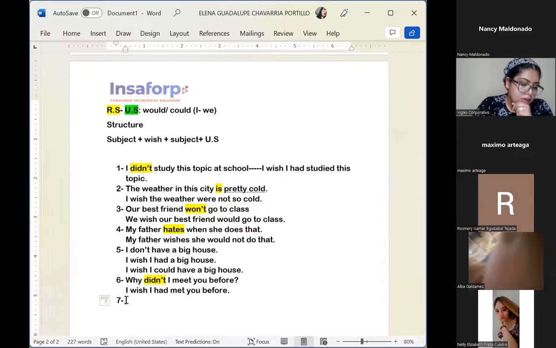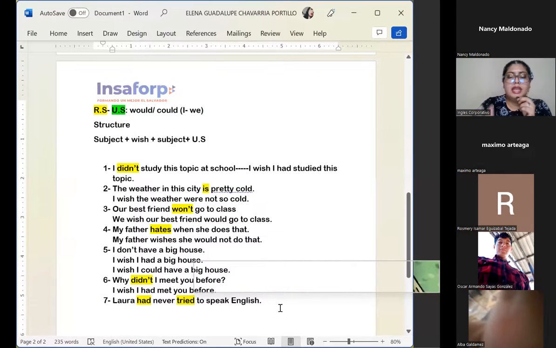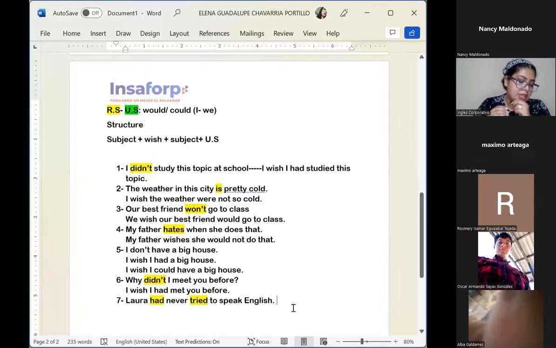Well, we have, Laura had never tried to speak English. So, what is the tense of this sentence? Past perfect. Good, it's past perfect. Why? Because we have here had, and here we have the verb try. That is like the structure that we use for this tense, that is the past perfect.